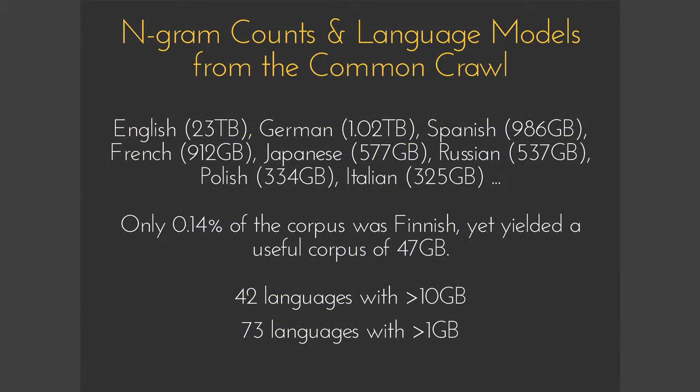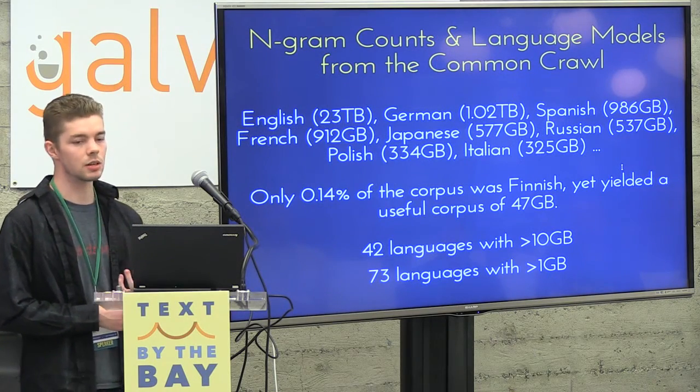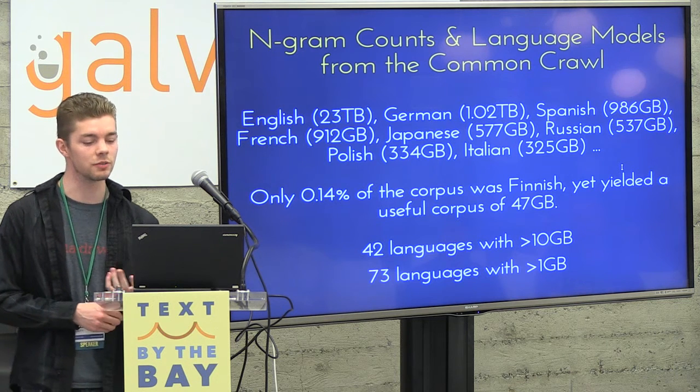To give you an idea of the sizes that they had, this is before they did deduplication. They had 23 terabytes of English, a terabyte of German and Spanish, 900 gigabytes of French. So you can see there's a large language skew. We're working to fix that.